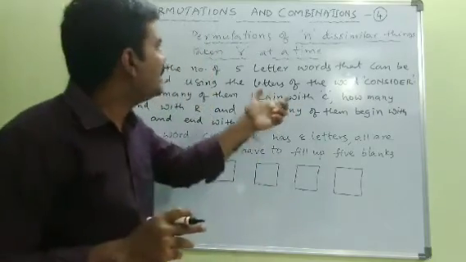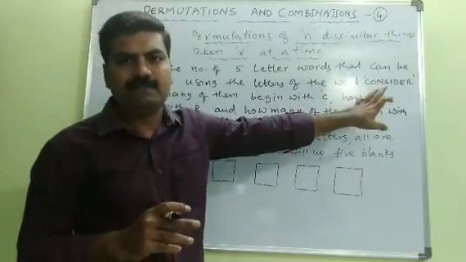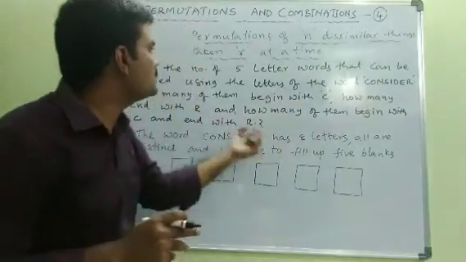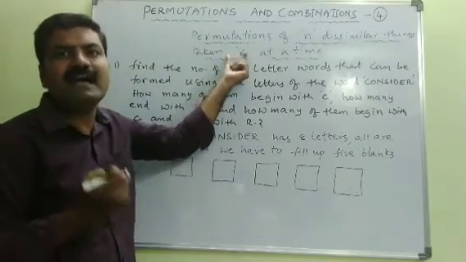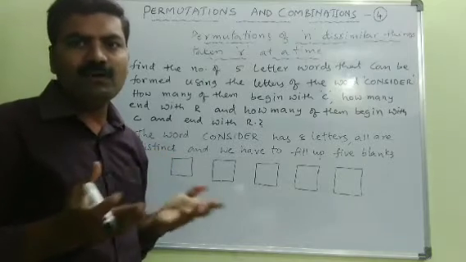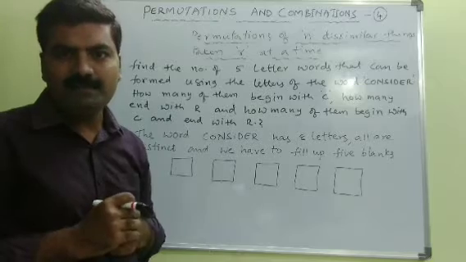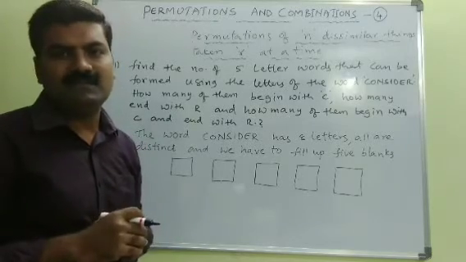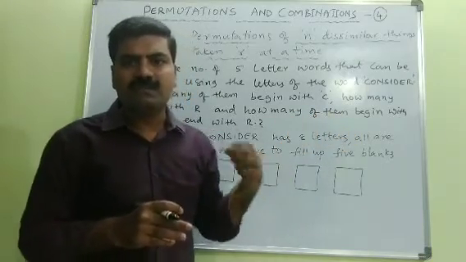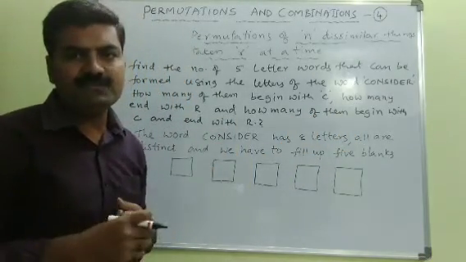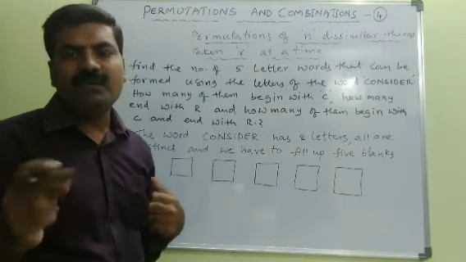So there are now n dissimilar objects. Within this, we need to choose 5 letters, I mean r objects at a time. So the formula is very clear: nPr is the formula. Can you tell me now, out of 8, how can we choose 5 letters? This can be done in 8P5 ways.